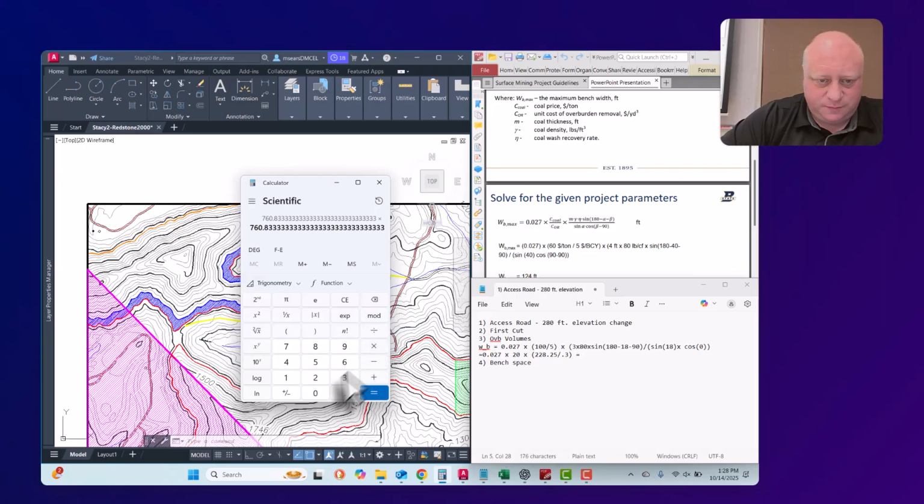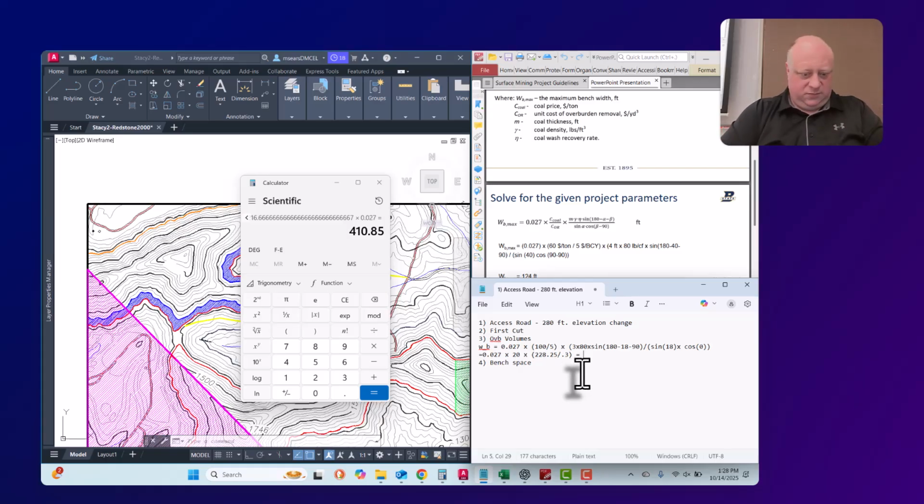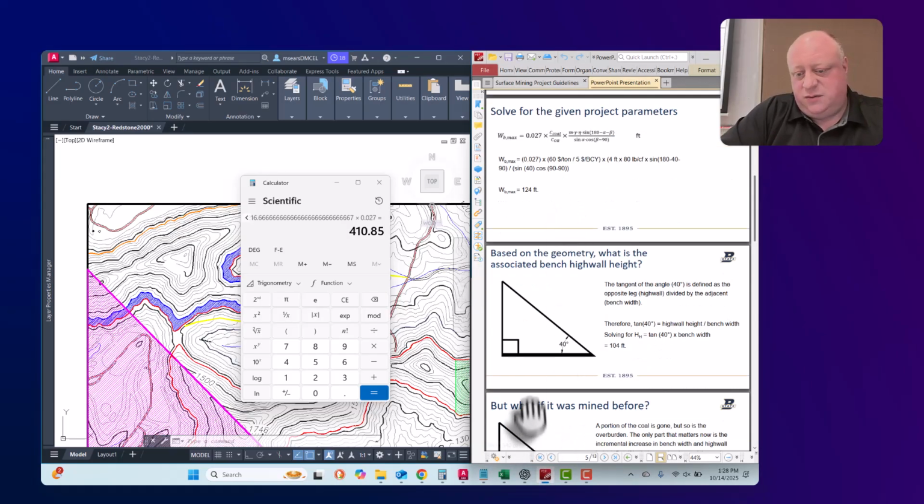$760. Multiply that by 20. Multiply that by 0.027. And we get a bench width that is 410 feet. Let's hope that's right. Probably. Okay, so our bench is 410 feet this direction.